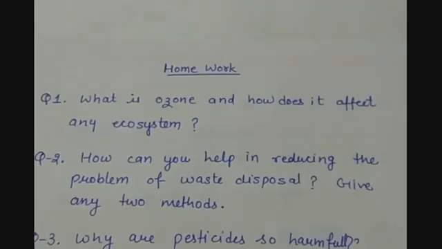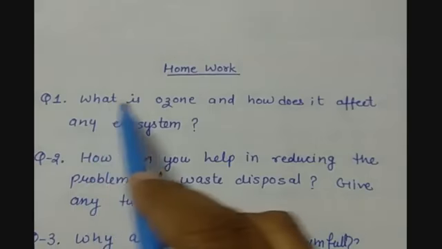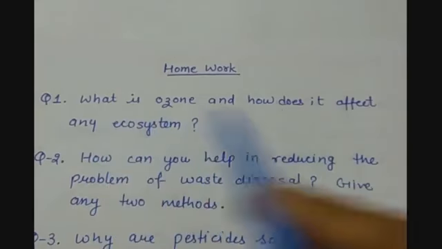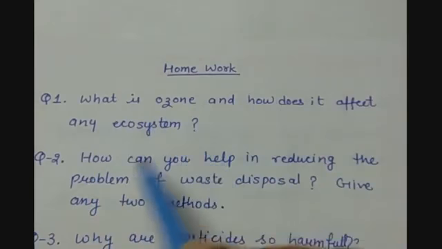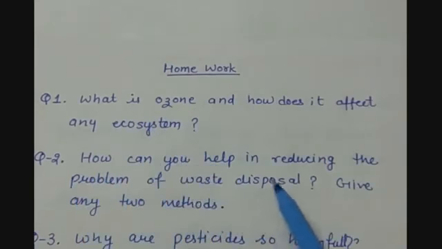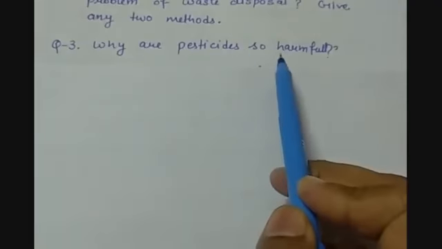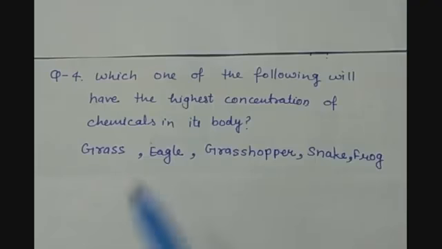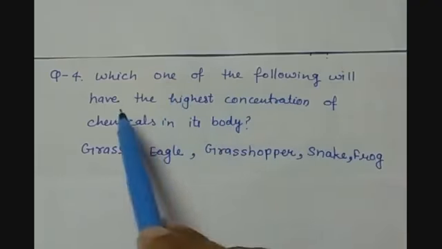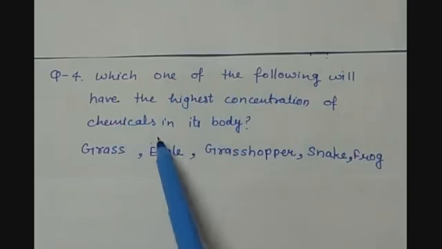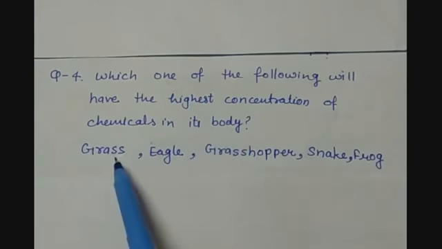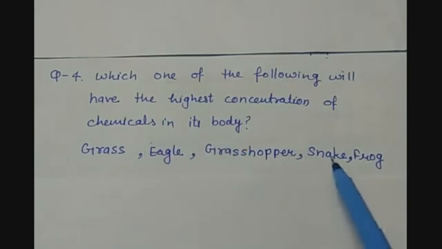In today's homework, there are a total of 6 questions, and your first question is, what is ozone and how does it affect the ecosystem? Question number 2 is, how can you help in reducing the problems of waste disposal? Give any 2 methods. Question number 3 is, why are pesticides so harmful? Question number 4 is, which one of the following will have the highest concentration of chemicals in its body? Grass, eagle, grasshopper, snake or frog?